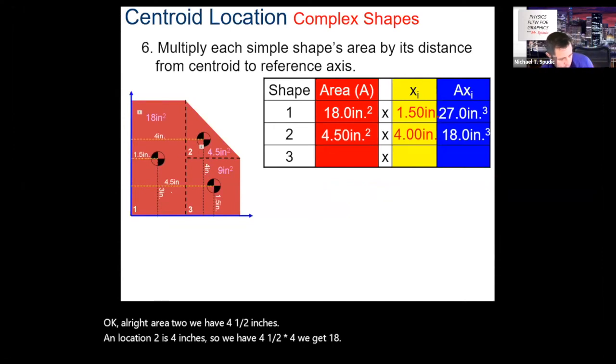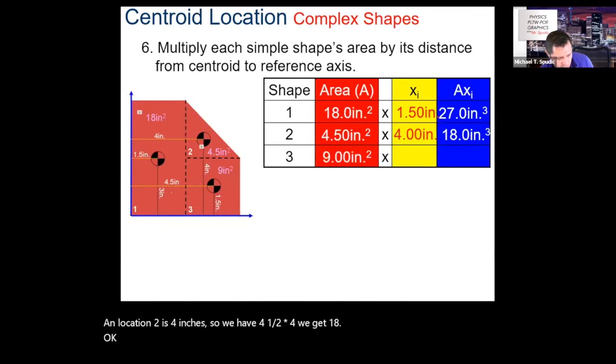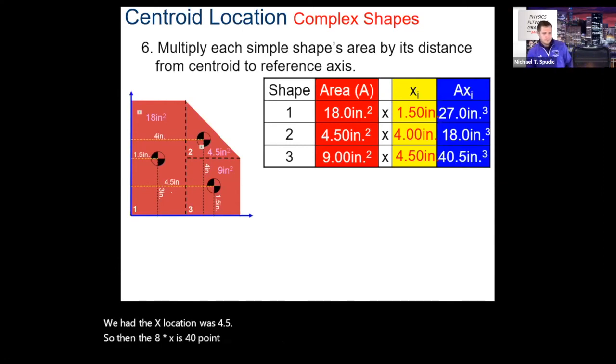Okay. 3, we got 9 inches for our area for 3, right? 3 by 3. We had the X location was 4.5. So then the A times X is 40.5. All right, let's do the same thing for Y's.